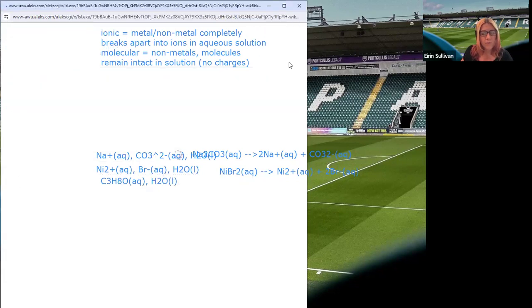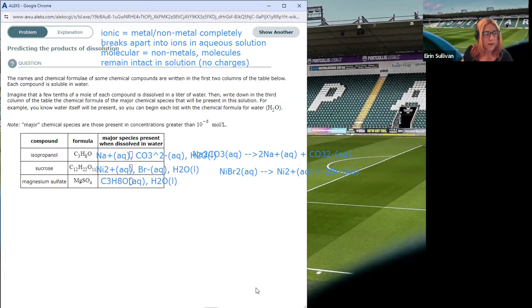Let's just look at one more, see if there's any funky ionic things. MgSO4, you have to remember the sulfate ion is SO4 2−, so that would be Mg2+ (aq), SO4 2− (aq), and of course water. The other two, the isopropanol and the sucrose, are both molecular, so they don't break apart. You just write C12H22O11 (aq), like that. It does not break apart.